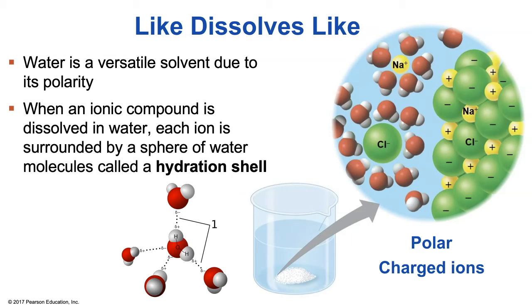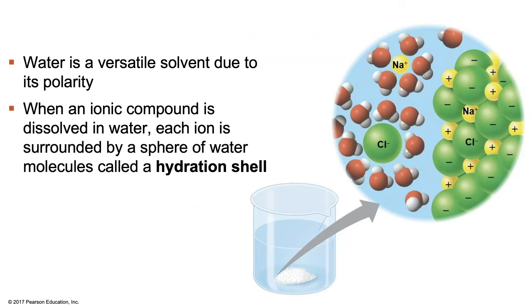This includes anything with a charge. When an ionic compound like the sodium chloride shown here is dissolved in water, each ion is surrounded by a sphere of water molecules called a hydration shell. Notice how the partially positive hydrogen of the water molecule is interacting with the negatively charged chlorine ion, while the partially negatively charged oxygen of the water molecule is interacting with the positively charged sodium ion.